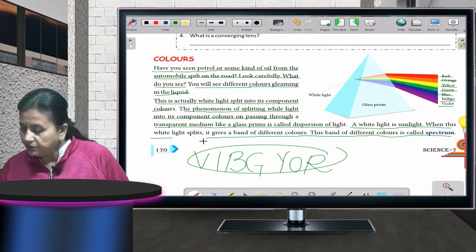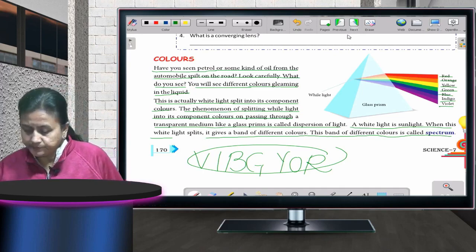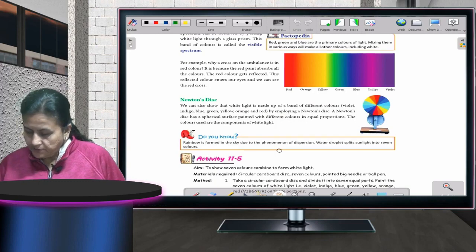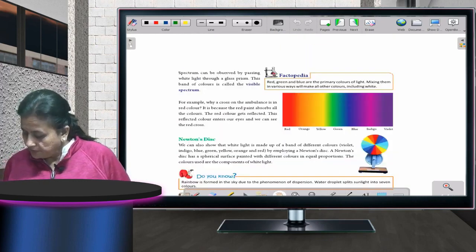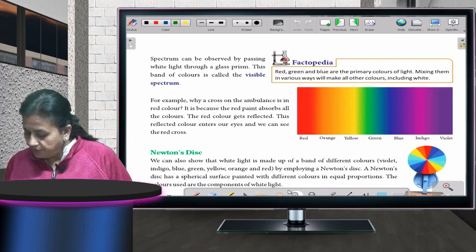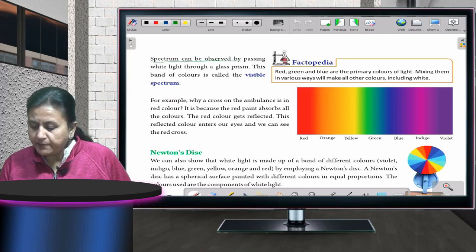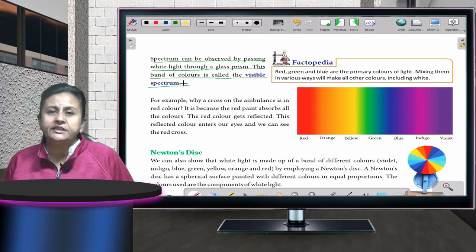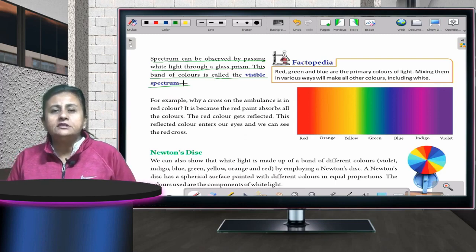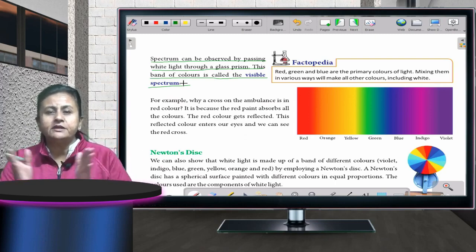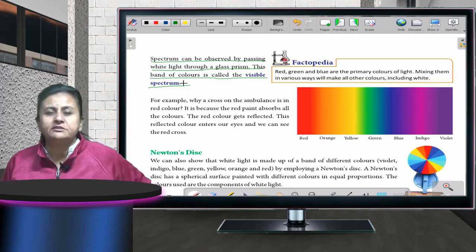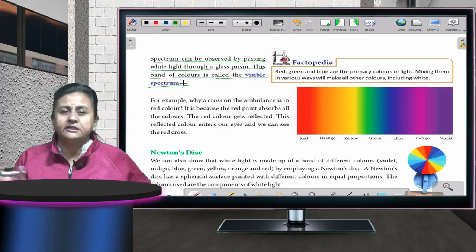Fine, children. Now come to the next one. Can you all see? Fine now. A spectrum can be observed by passing white light through a glass prism. This band of light is called the visible spectrum. As I told you, there are 7 colors, and whenever this light passes through the prism, it splits into these 7 colors. Actually, the sunlight is white in color, but when it passes through the prism, all the colors get separated.